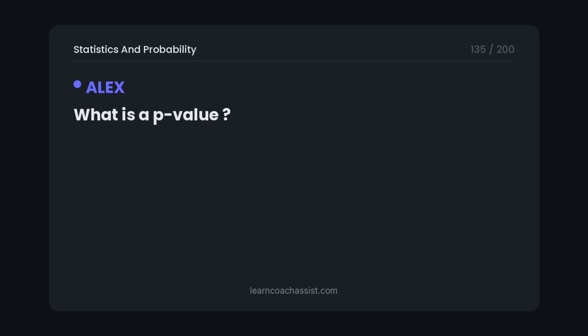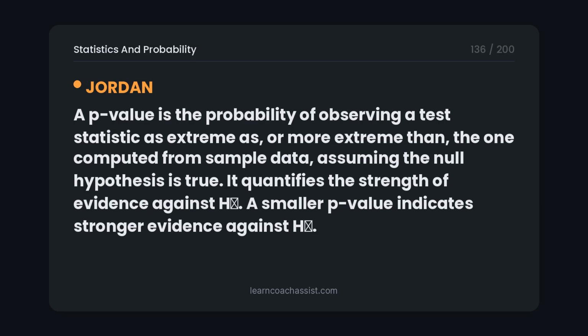What is a p-value? A p-value is the probability of observing a test statistic as extreme as, or more extreme than, the one computed from sample data, assuming the null hypothesis is true. It quantifies the strength of evidence against H0. A smaller p-value indicates stronger evidence against H0.